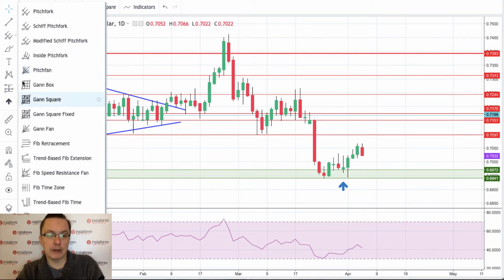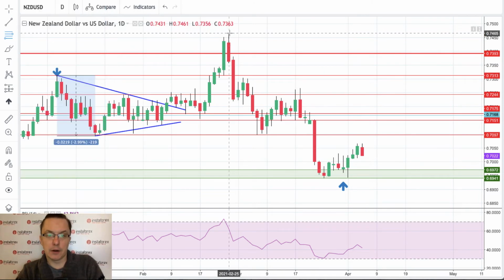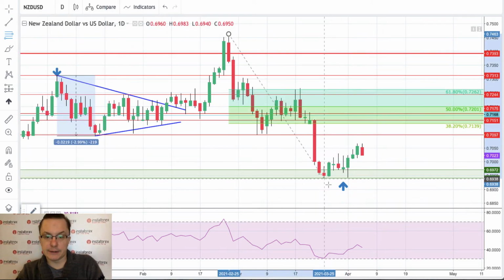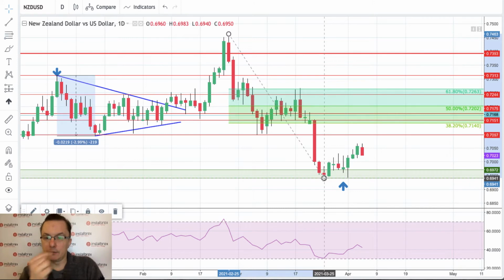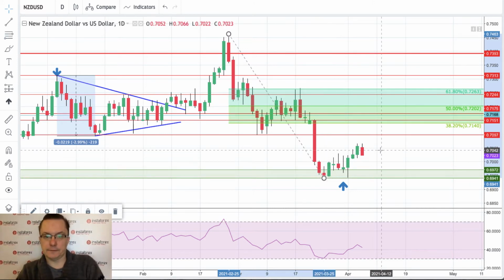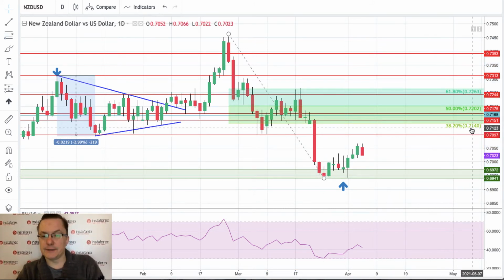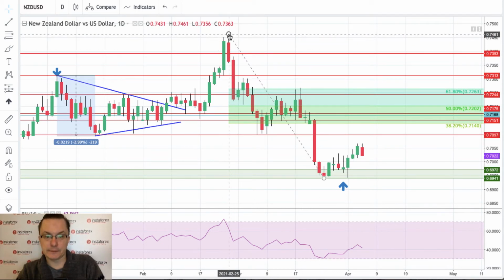Let's see how much we have retraced already. So we got this top, we got this bottom, and we know that we didn't even retrace 38%. So let's just try the last wave.